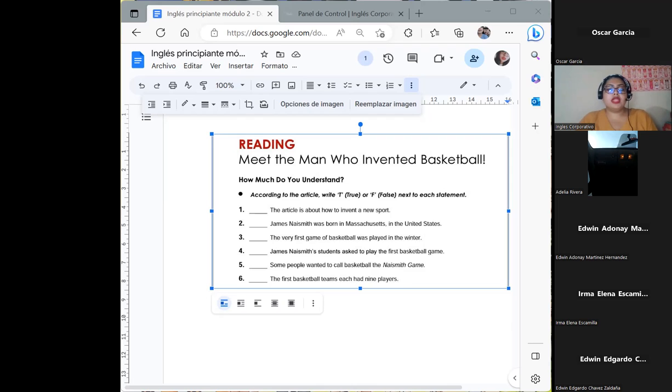Number three. The very first game of basketball was played in the winter. ¿Se jugó durante el invierno el primero? ¿El primer juego?